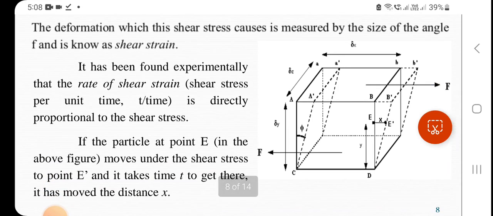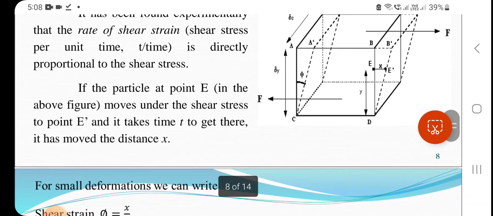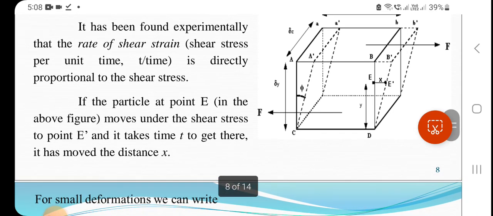The deformation which this shear stress causes is measured by the size of the angle phi and is known as shear strain. It has been experimentally found that the rate of shear strain, that is, shear strain per unit time, is directly proportional to shear stress. If the particle at point E in the above figure moves under the shear stress to point E', it takes time t to get there. It moves the distance x.